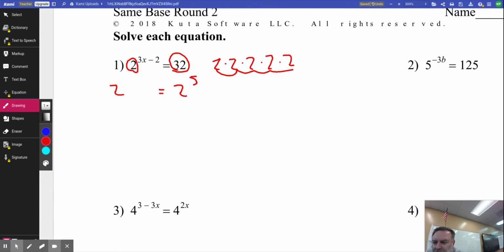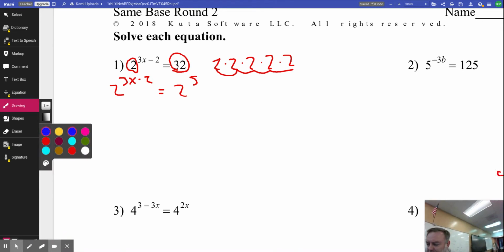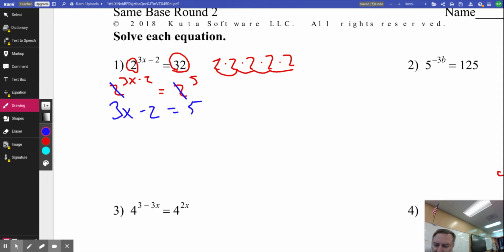Equals 2 to the 3x minus 2. Now, since the bases are the same, that means the exponents are the same. So I get rid of those bases. So that's 3x minus 2 equals 5. Now it's just a regular equation. Add 2 to both sides. That gives you a 7 equals 3x. And then you divide by 3 on each side. You get x equals 7 over 3.